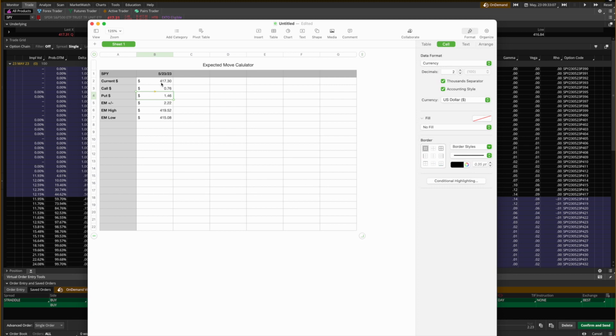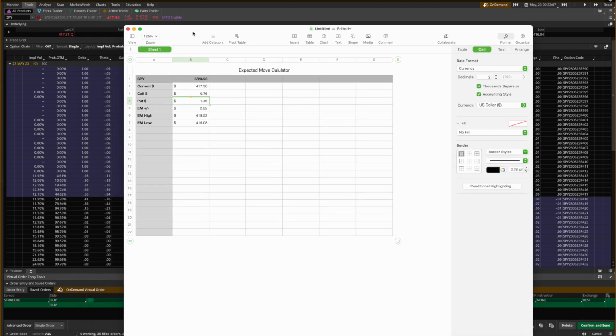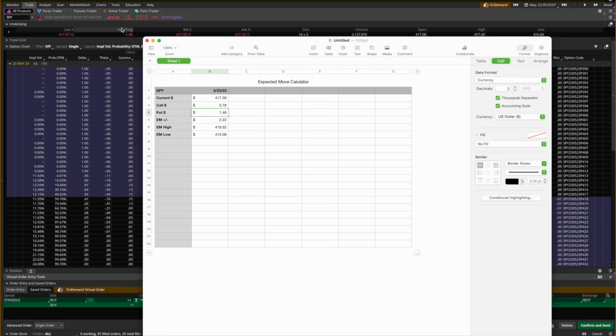And I've got a spreadsheet here that I use if I'm doing it manually. You also need the current price of the stock. So I look at 417 here. I've got my call and my put costs, and I come out with an expected move of $2.22.